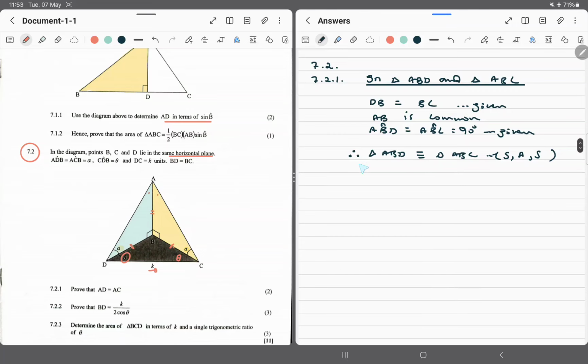Anyway, we can then conclude. Therefore AD should be equal to AC. These are the corresponding sides of congruent triangles. Done. So a Euclidean geometry question was thrown in here.